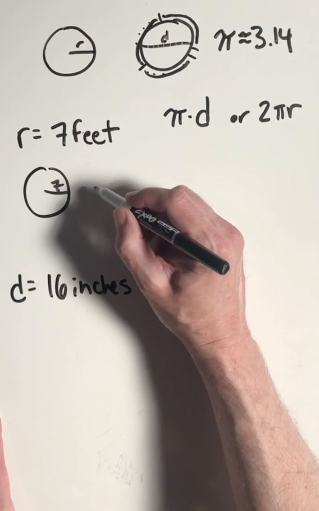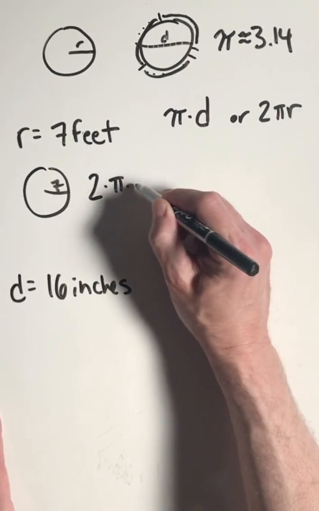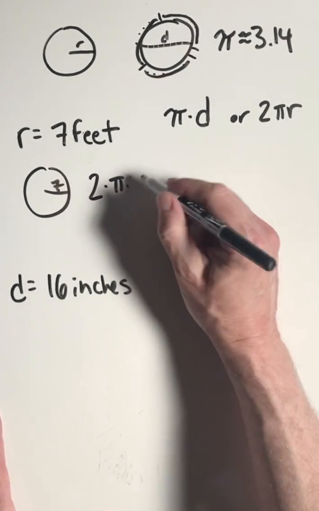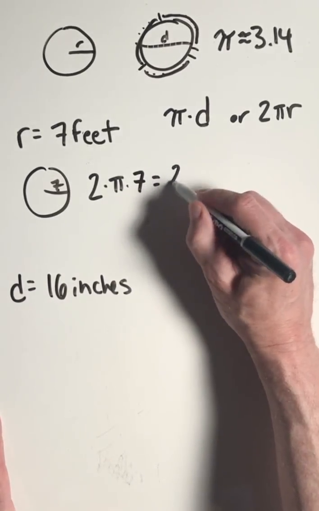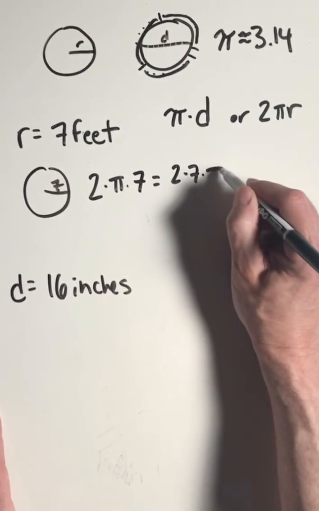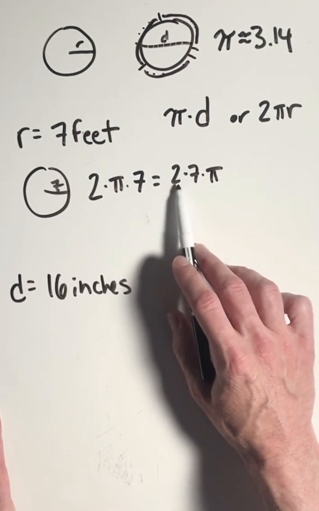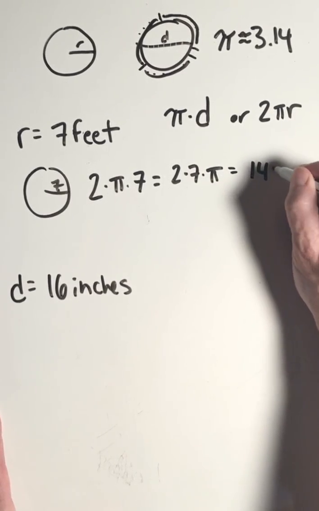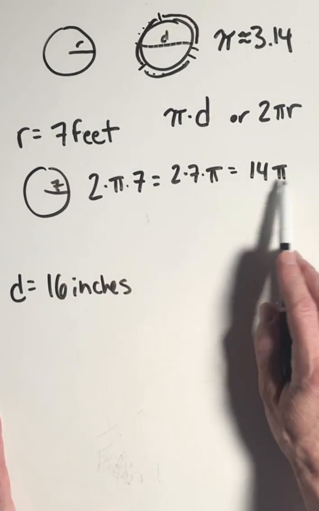we would need to take 2 times pi times that radius. And we said the radius is 7. What I'm going to urge you to do is rewrite this as 2 times 7 times pi. So multiply the whole numbers first. 2 times 7 is 14. In sciences, you can say that the circumference of this circle is 14 pi.